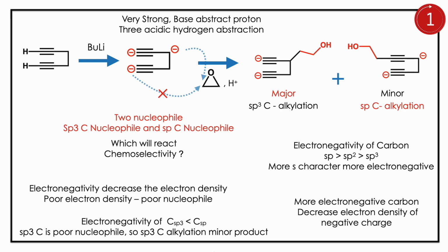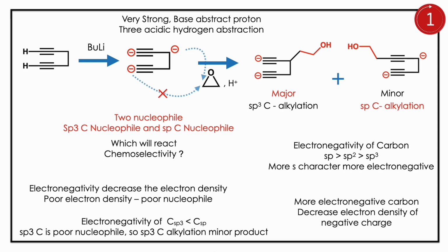But more properly chemoselectivity. If you look at the electron density, sp carbon is more electronegative than sp3 because of more s character. So sp carbon can pull the electron, and doesn't allow it to donate. So poor donation of electron, poor nucleophile. So sp3 carbon is the better nucleophile. So sp3 carbon attacks, the ring opens, and you have an alcohol there.